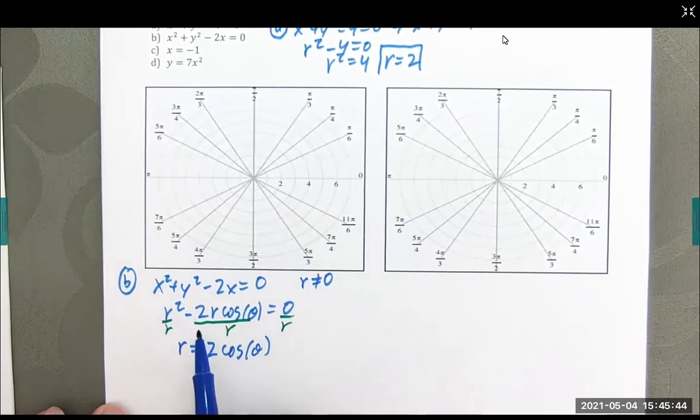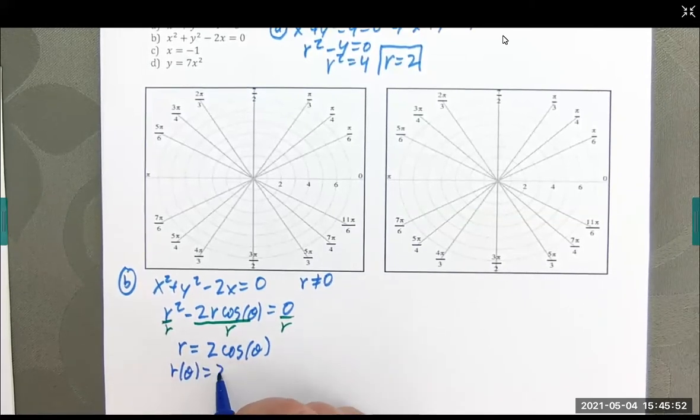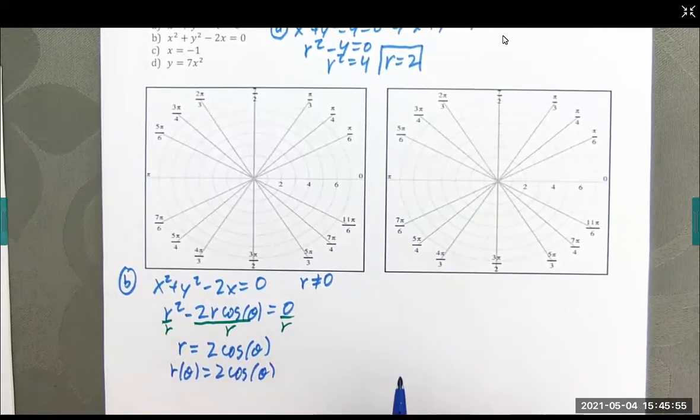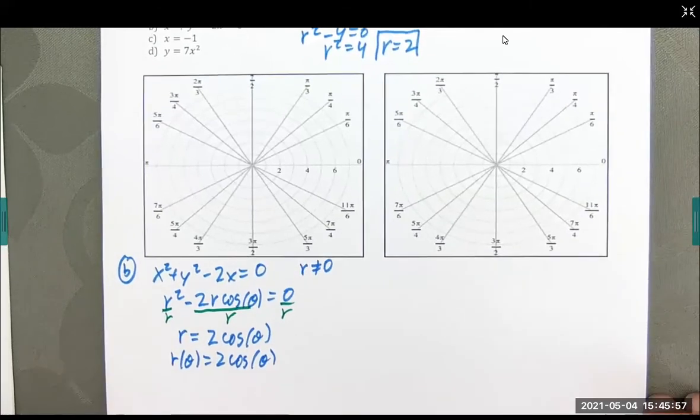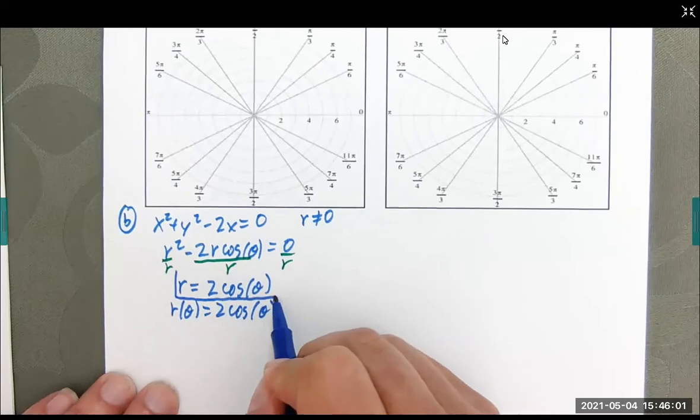And what I did was I added the 2r cosine to the other side and divided the r out. And you can see r is now a function of theta. Now, to be clear, that's r is a function of theta. That's not r times theta. So this is our converted equation.